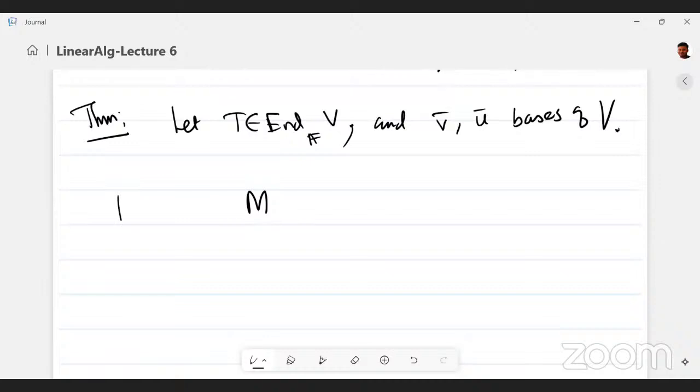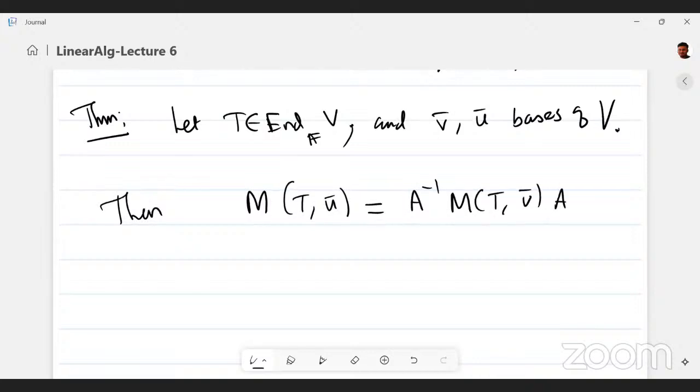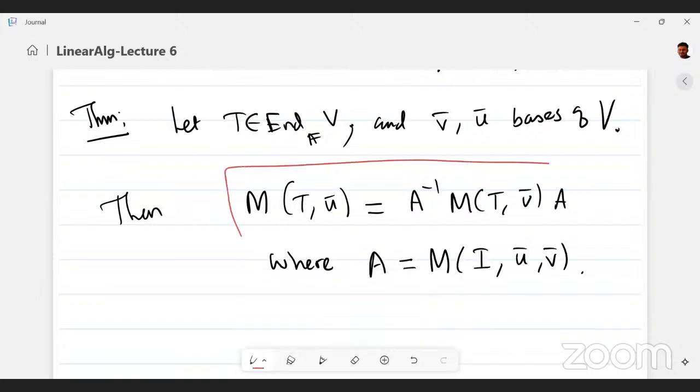Then what we can prove is that the matrix of T with respect to U bar is just a conjugate of the matrix of T with respect to V bar. This conjugation is not by some arbitrary matrix, it is a very specific matrix. The conjugation is done by the transition matrix from U bar to V bar, so this is M of I U bar V bar. This is the theorem, a very, very important result.